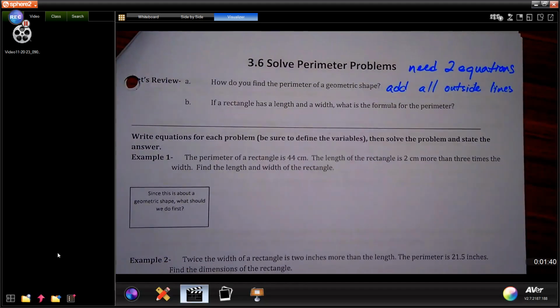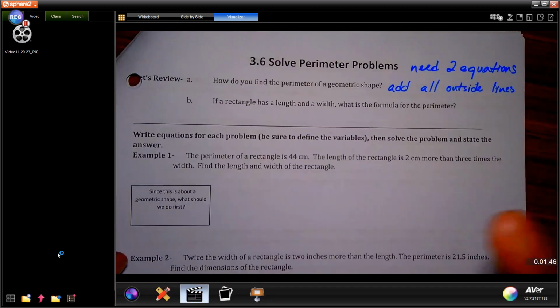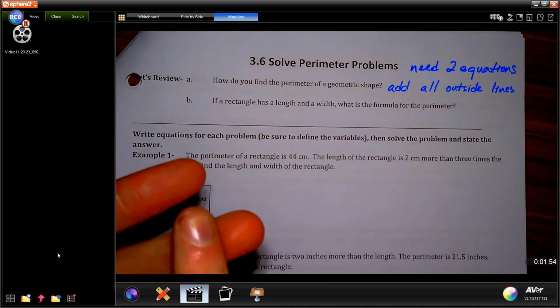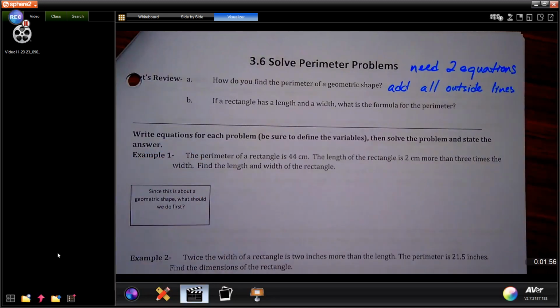In terms of a square, you have four sides. You add the lengths of them, and that gives you the perimeter. In terms of a triangle, you add all three sides. In terms of a rectangle, you also add all four sides. The special thing about a rectangle, though, is that you have a length and a width, and the length is not necessarily always going to be the width.